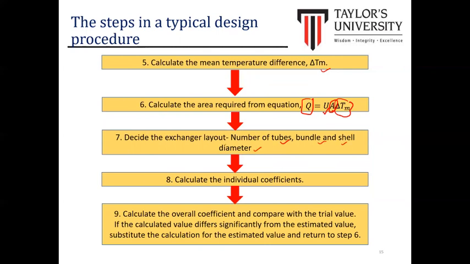I will explain the details about this later. And then we can calculate the individual coefficients, for the inlet of the tube and also the outlet for the shell, and then calculate the overall coefficient using the calculation that I showed you previously, and compare it with the trial value. If the calculated value differs significantly from the estimated value, it should not exceed 30%. You can substitute the calculated value for the estimated value and return to the start step. If it is more than 30%, we need to return to the start step and apply another trial value until we obtain less than 30%.